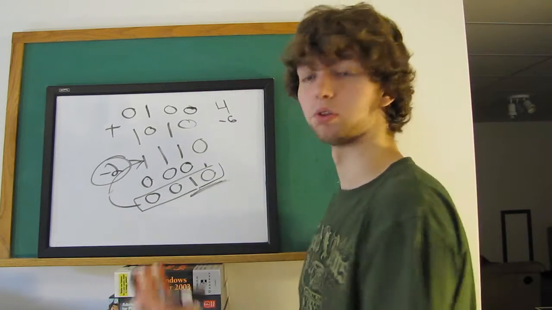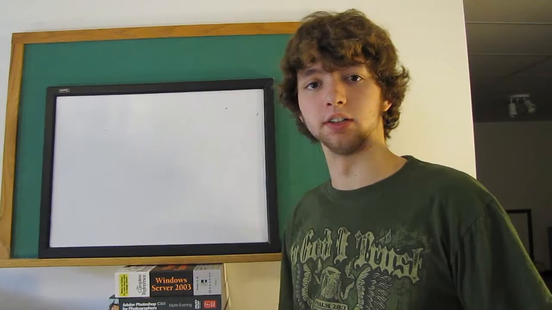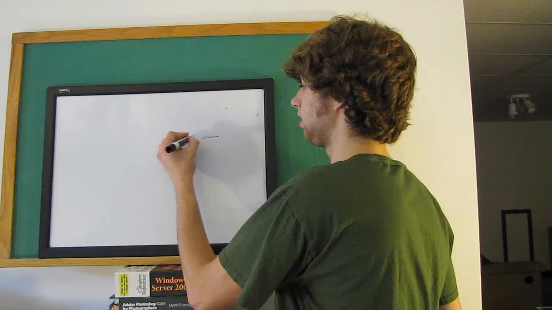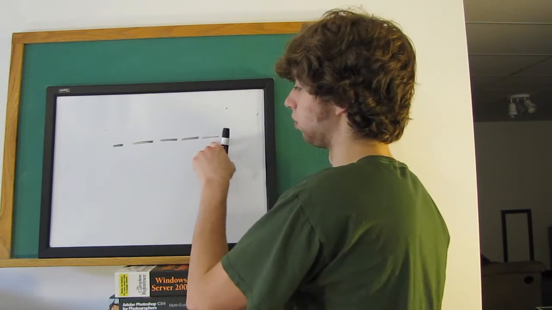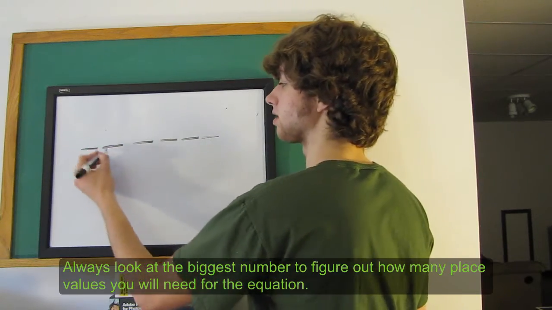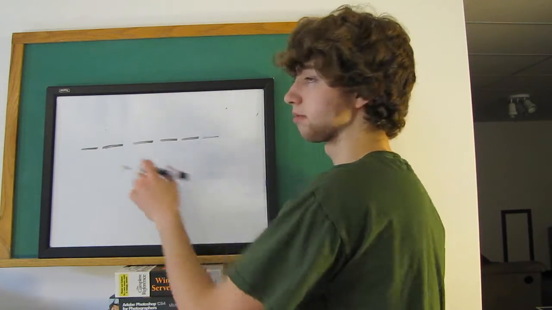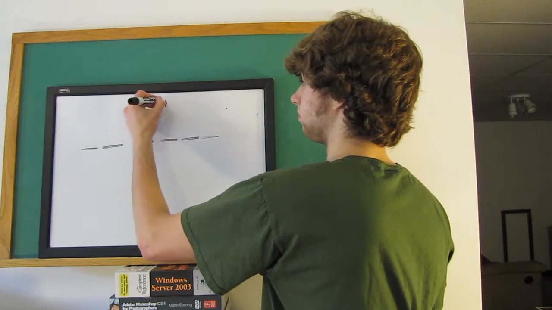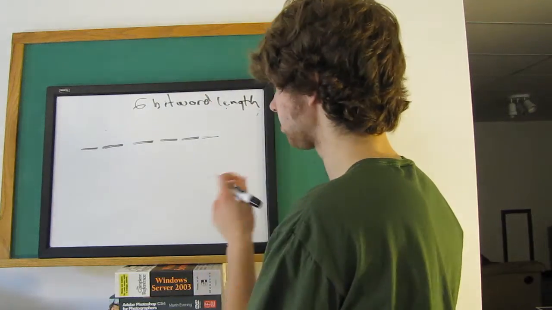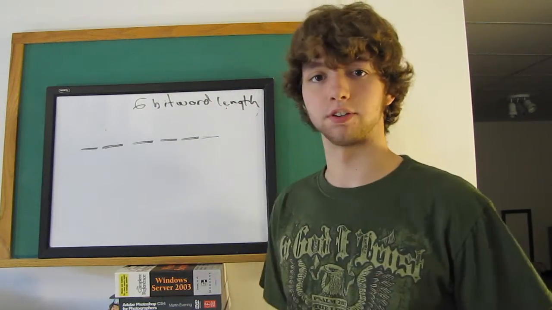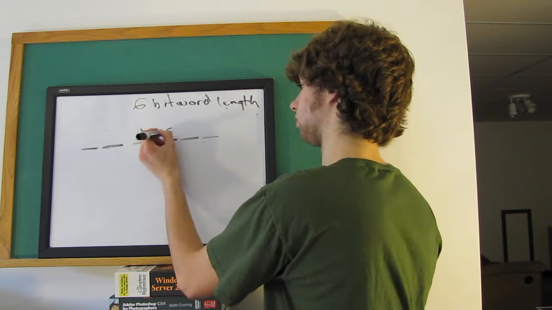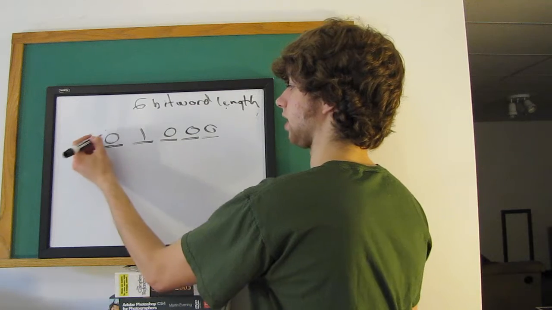We can try another one if you would like. Let's try to figure out 8 minus 16. So what place value is 16? 1, 2, 4, 8, 16. So we have 5 bits plus a sign bit. So we need a total of 6 bits. So we are in a 6-bit word length. Alright, so this is what's required. First, let's figure out what 8 is. 1, 2, 4, 8. Here is 8.